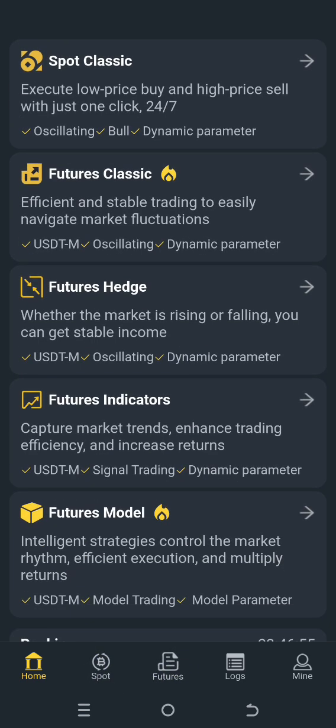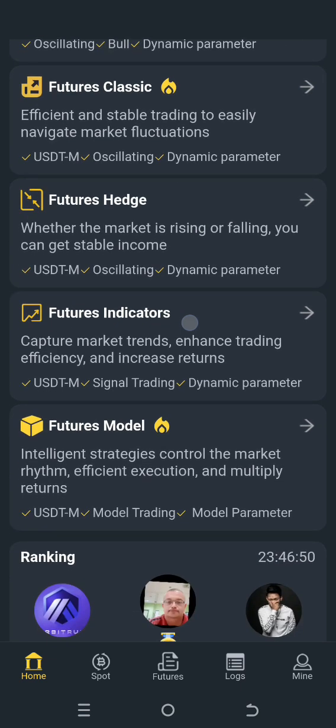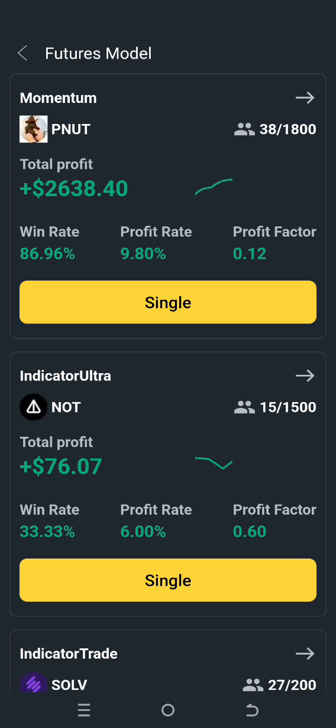Then we come to futures hedge. Futures hedge is also the same. Then we come to futures index, then the futures mode. For the futures mode, I want to first show you this one. The futures mode is the best for those who don't have time to analyze coins. So you just come and click on the futures mode. And also, as I said, your money must be in the futures wallet. For example, if you're using Binance. But if you're using OKX, your money should only be in the trading wallet, and you're going to see your money.